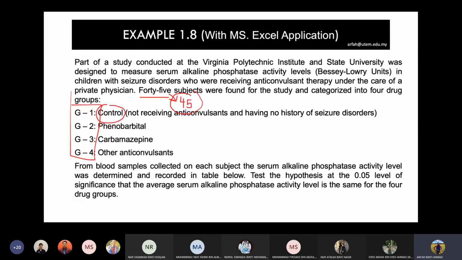Nanti kita tengok dia punya data. So daripada sini, dia ambil blood sample and then dia tengok berapa kandungan alkaline phosphate activity level. Dan data direkodkan dalam table in the next slide. So soalan dia, test the hypothesis at the 0.05 level of significance that the average serum alkaline phosphate activity level is the same for the 4 drugs of group. So ada 4 kategori. So kita nak tengok adakah sama average, maksudnya mean alkaline phosphate dekat dalam keempat-empat group ni yang dia dah test dengan different kind of drugs. So what we are interested is testing on the equality of the mean. So kita nak tengok adakah mu1 sama dengan mu2 sama dengan mu3 and also sama dengan mu4. So kita nak menjawab persoalan ini.